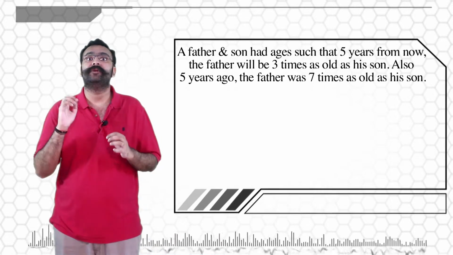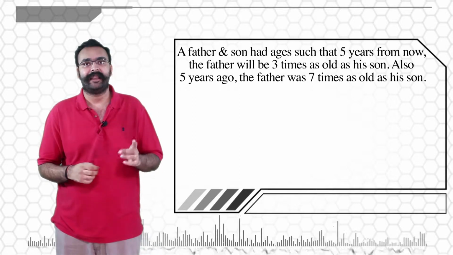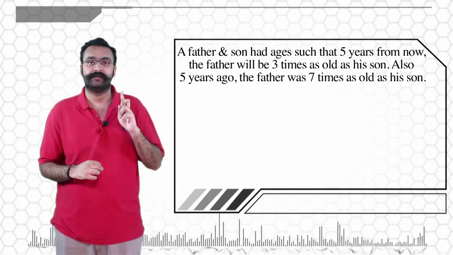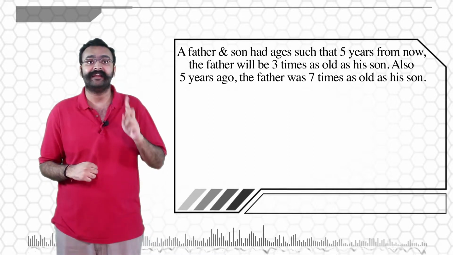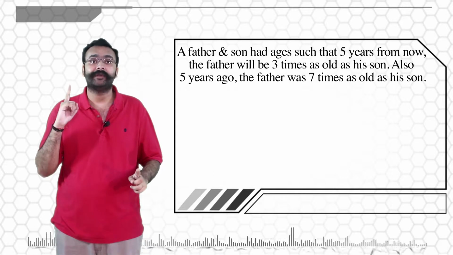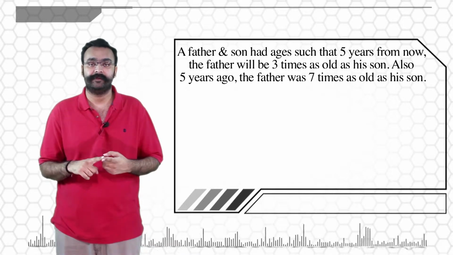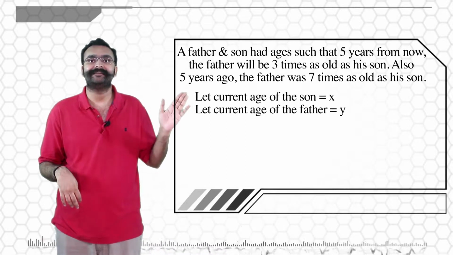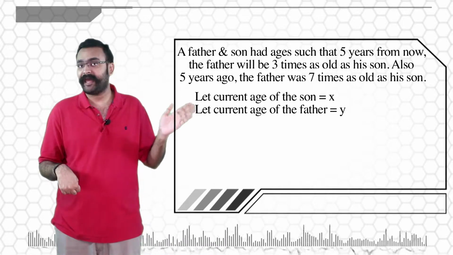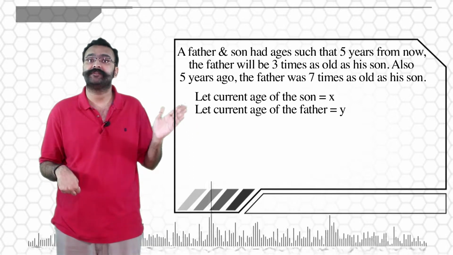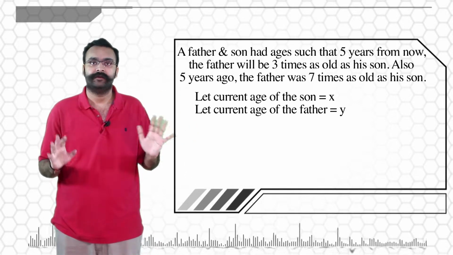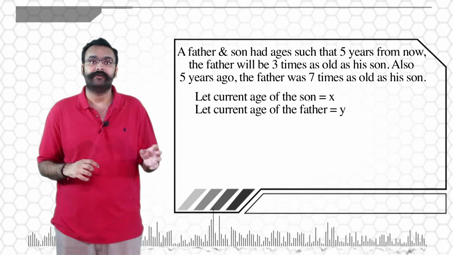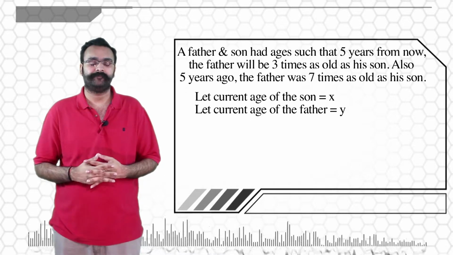So again, let's look at how we'll formulate the equations. Like I said in the previous question, first job, identify your variables. What did the question say? Find their present ages. So I'm going to take their present ages as my variable. So we'll say, and this is just a personal choice, let the present age of the son be X and the present age of the father be Y. So currently they are X and Y years old respectively. Now let's start analyzing the situation.